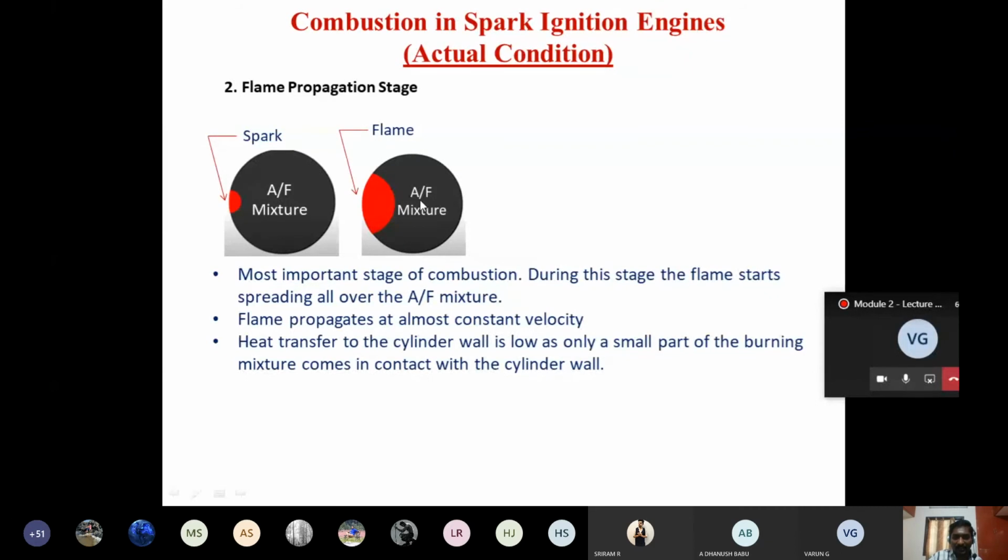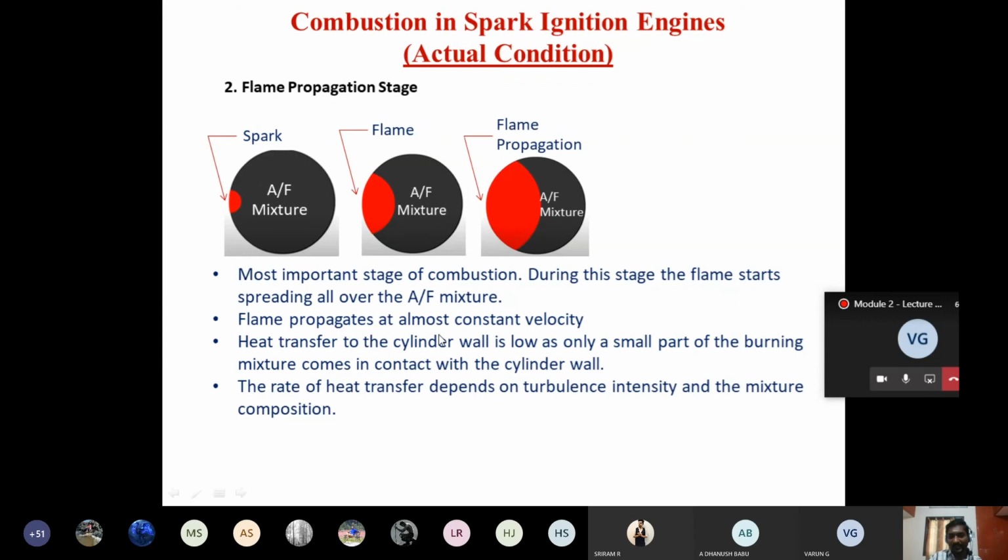This moves at constant velocity. Assume this is the engine cylinder. The flame has not reached the cylinder wall. The combustion is taking place, but the heat transfer is not sufficient and the heat has not reached the cylinder wall during the second stage. This is further propagation of the flame into the air fuel mixture. The rate of heat transfer inside the combustion chamber depends upon the intensity of turbulence and the mixture of air and fuel, whether lean or rich.